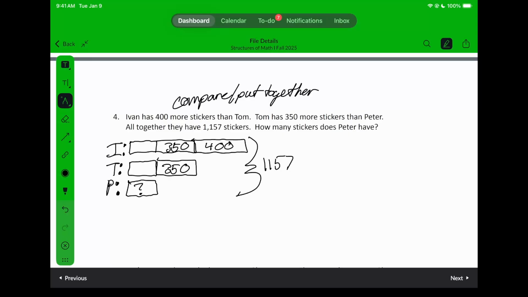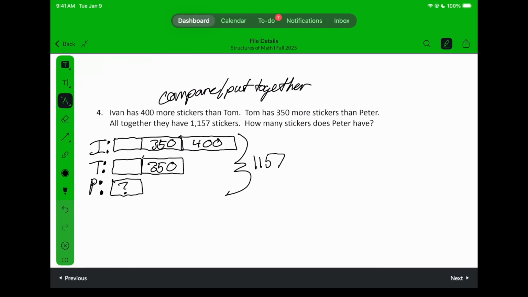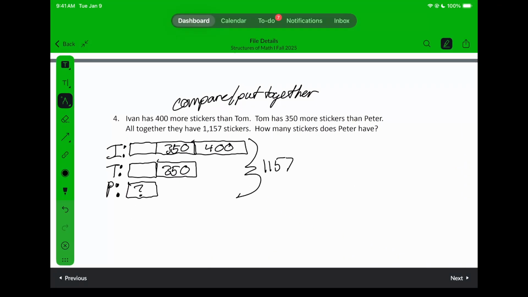In order to get into equal groups, these three boxes with numbers have got to go. So, good thing we know the total because we can get rid of these in an easy way. 350 plus 350 is 700. Plus another 400, that's 1100. So then we have the 1157 minus 1100. So let's write this down. 1157 minus 1100 is 57. Wowza.